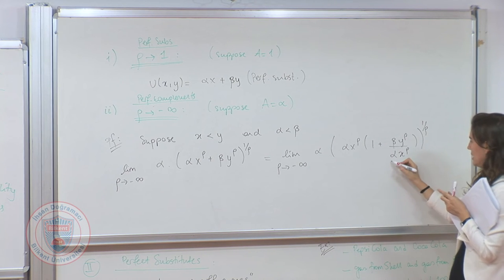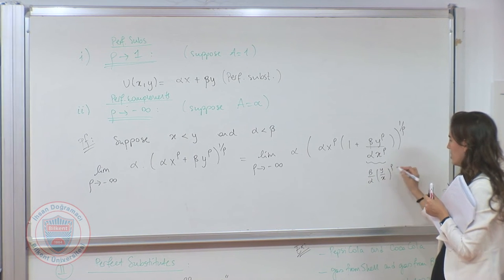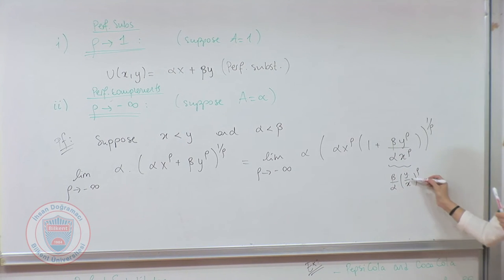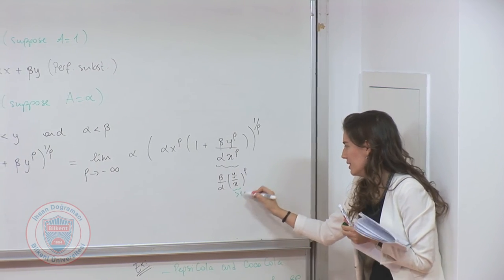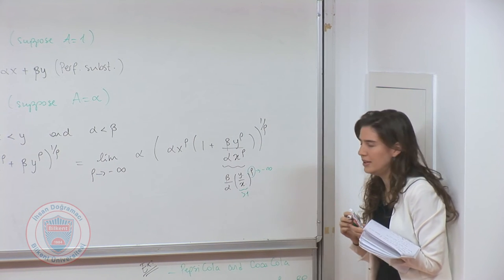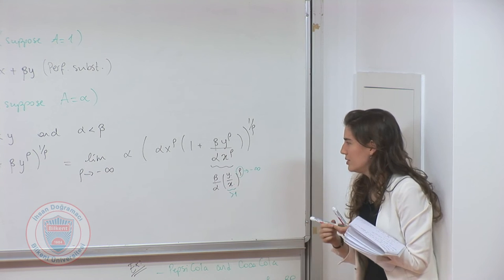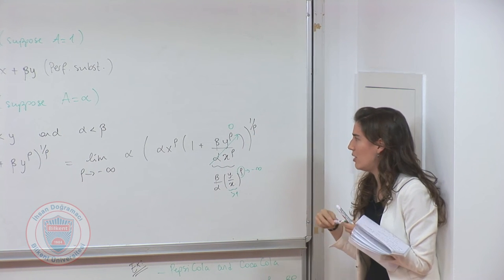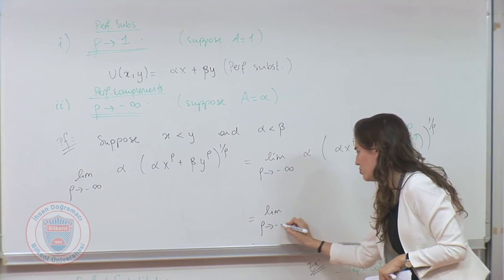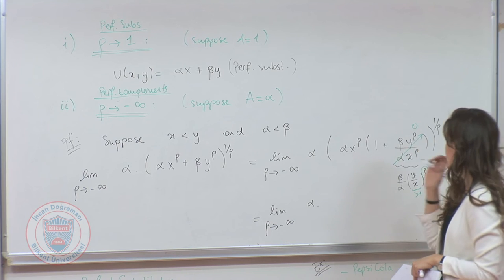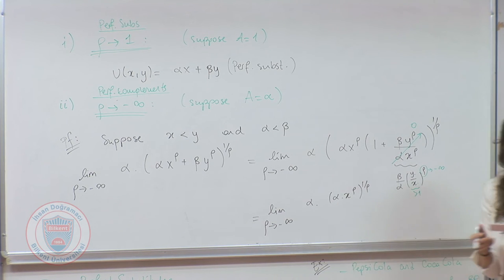So this is fine, right? Let me write this guy here. This is (beta over alpha times Y over X) to the power rho. I know that Y is greater than X, so this base is greater than 1, right? And rho goes to minus infinity. If I flip it, it's less than 1 to the power infinity, so this goes to 0. So this basically goes to 0, and then what happens? Let me continue. Rho goes to minus infinity, so this is alpha times X to the power rho, all to the power 1 over rho, right?